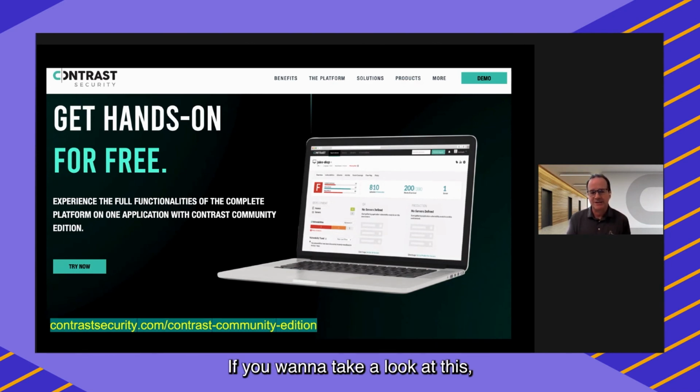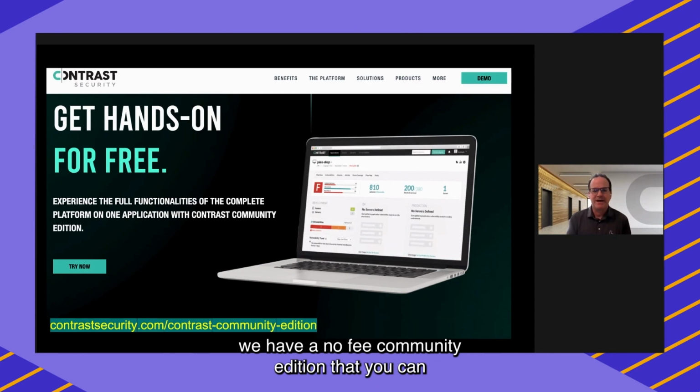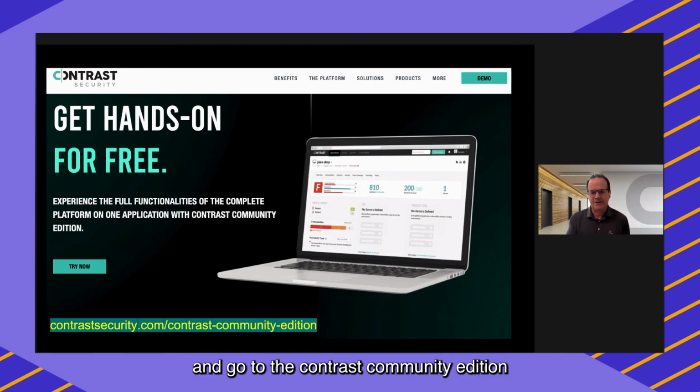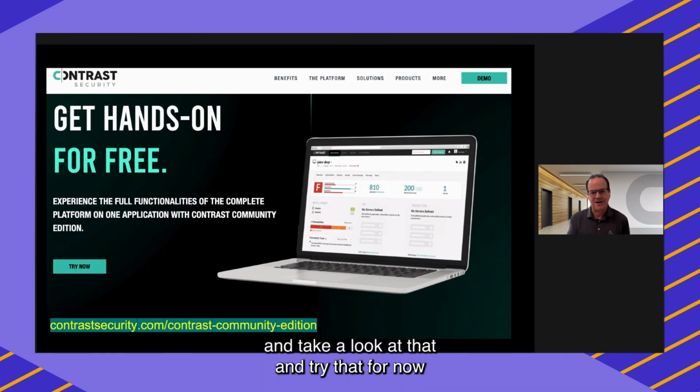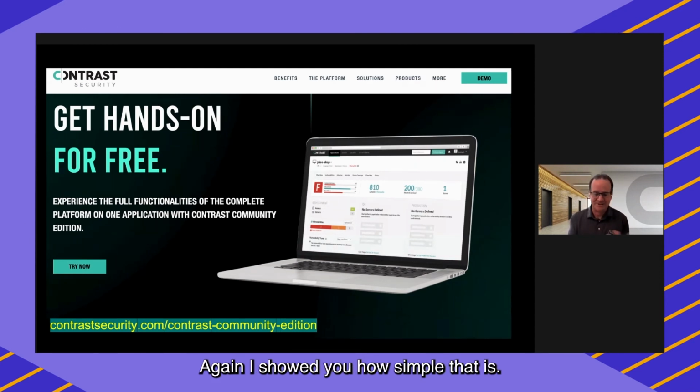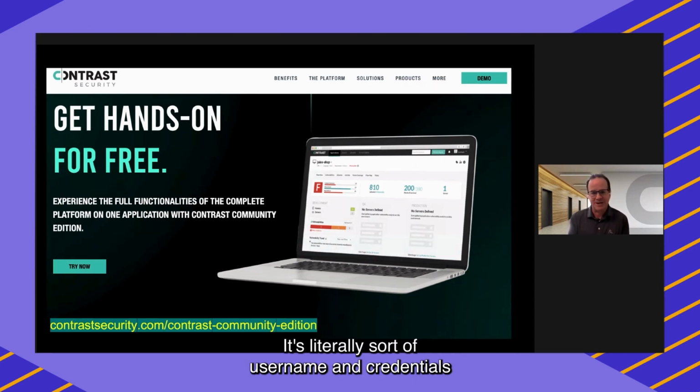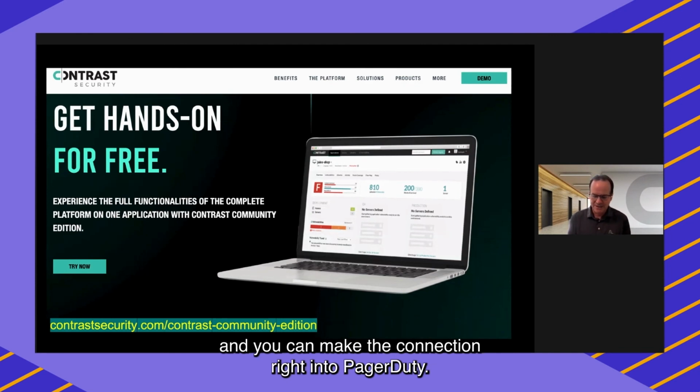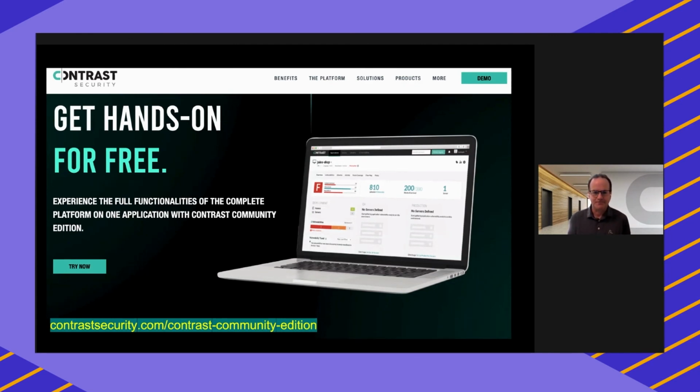If you want to take a look at this, we have a no-fee Community Edition. You can go to our website, contrastsecurity.com, go to the Contrast Community Edition, and try that for now, and take a look at the integration into PagerDuty. Again, I showed you how simple that is. It's literally username and credentials, and you can make the connection right into PagerDuty.